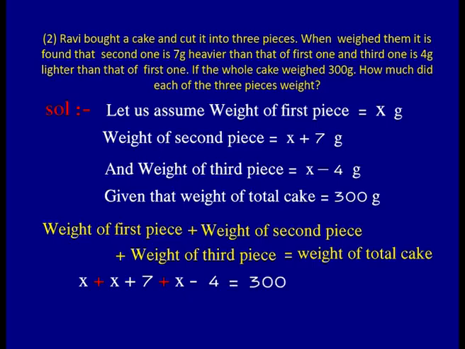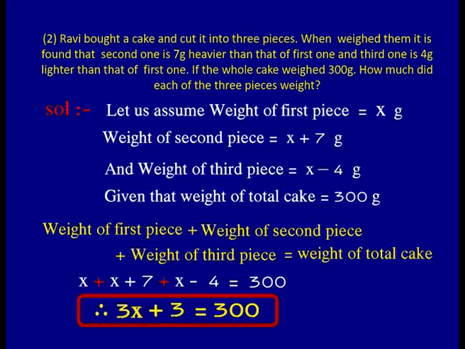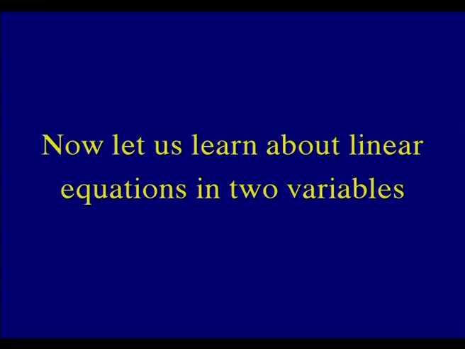If we solve this, x plus x plus x becomes 3x, and 7 minus 4 is plus 3. Therefore, plus 3 is equal to 300. Finally, we will get 3x plus 3 is equal to 300. It is the required linear equation in one variable for the given question. Now, let us learn about linear equations in two variables.